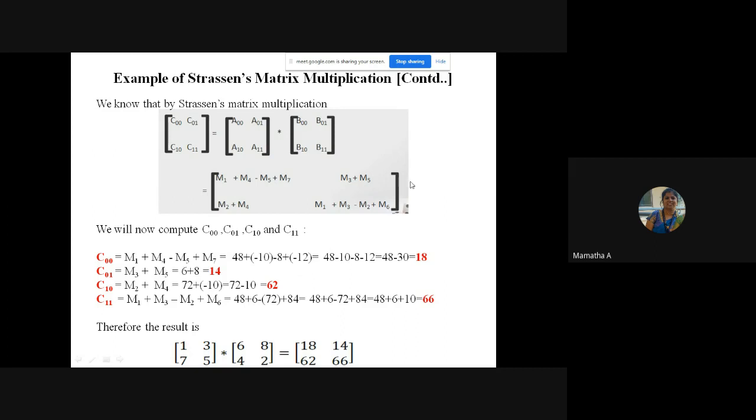Computing M1 to M7, one set of marks. Then computing the 4 elements, one set of marks. Right? So you should be careful when you are computing. I think this is what is with respect to Strassen's matrix multiplication for matrices of size 2 cross 2.